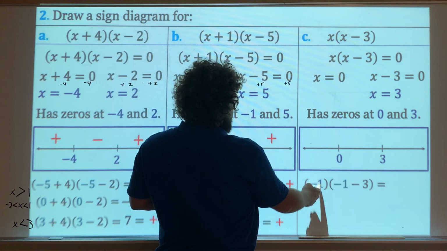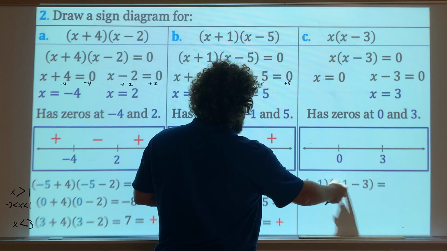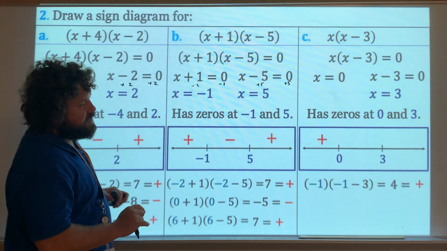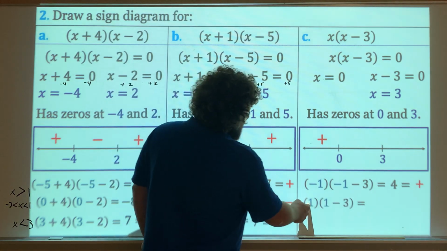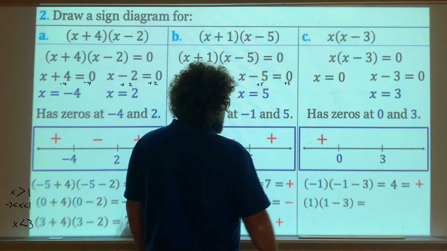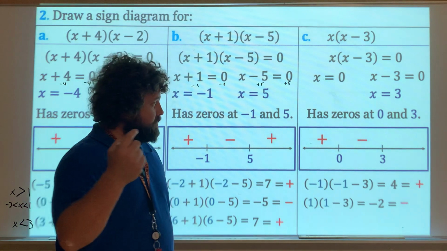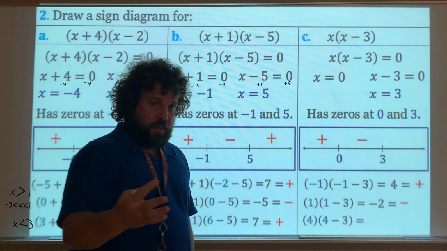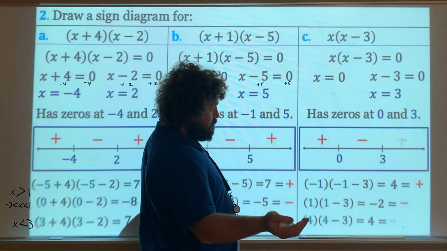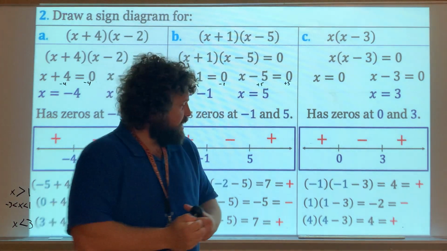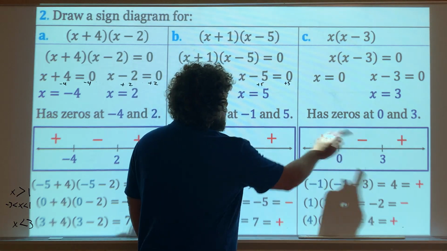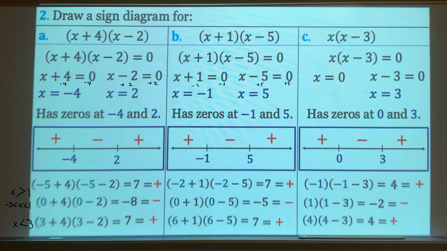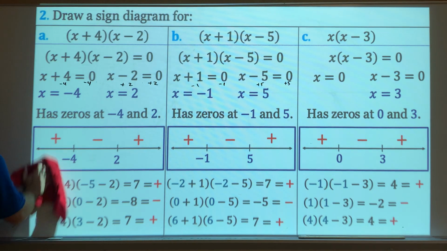-1. -1, -1 minus 3, -1 times -4 is a +4, so you have a plus. A number between 0 and 3 is 1. 1 times 1 minus 3, 1 times -2 is -2. Negative number. 4. 4 times 4 minus 3, 4 times 1 is 4. Positive number. Once again, you don't have to pick these exact numbers as long as you pick numbers in between those pieces. All right. Any questions involving that problem right there? Are we all good?